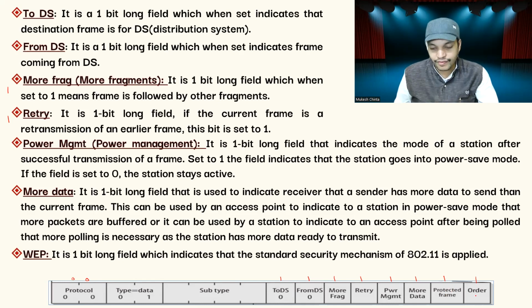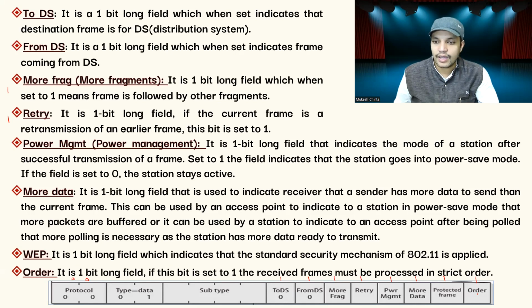The last field is called the order field. Once again, it is 1 bit in length. If I am setting this order bit as 1, you are telling the receiver that the frames should only be processed in the exact order. Reordering of the frames is not permitted. So if the bit is set to 1, the received frames must be processed in strict order only. So these are all the things which come under your frame control field.